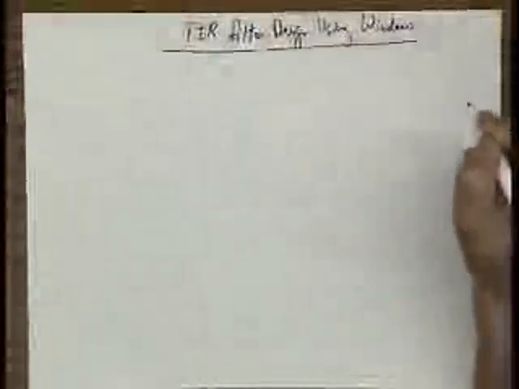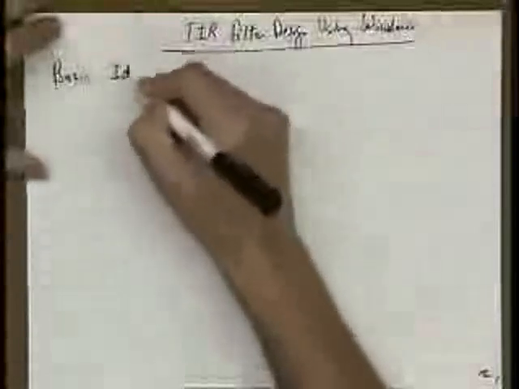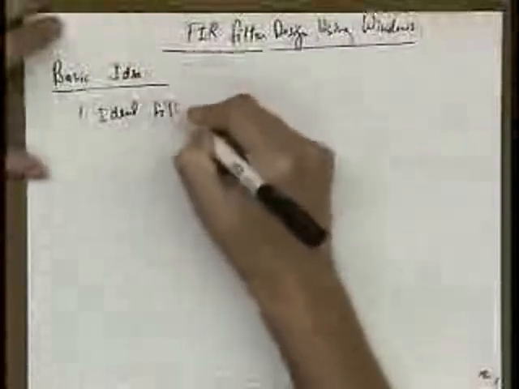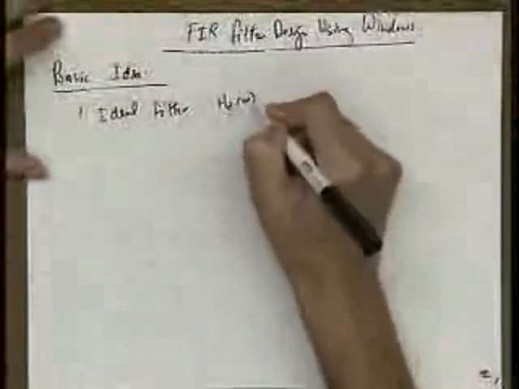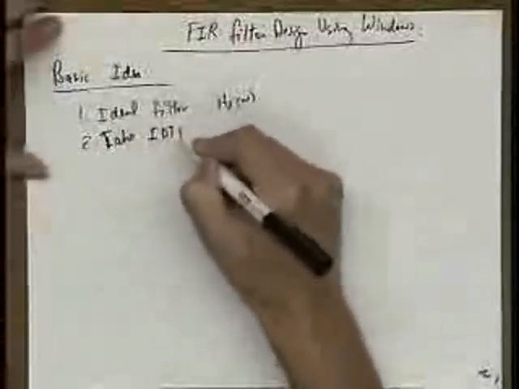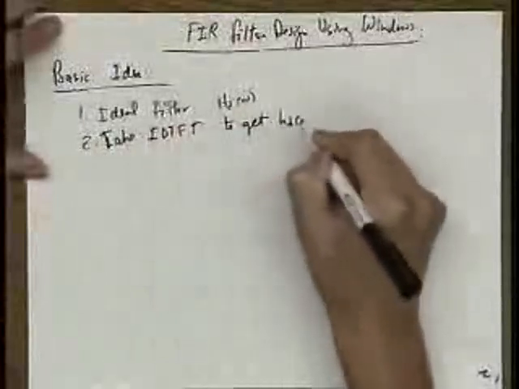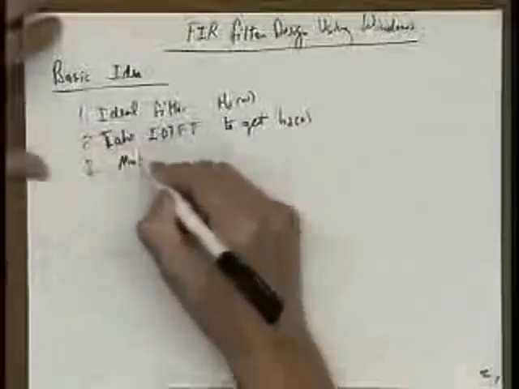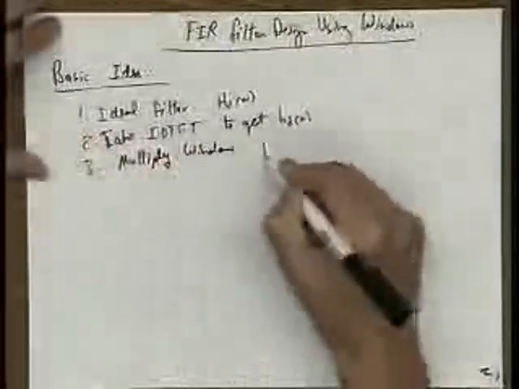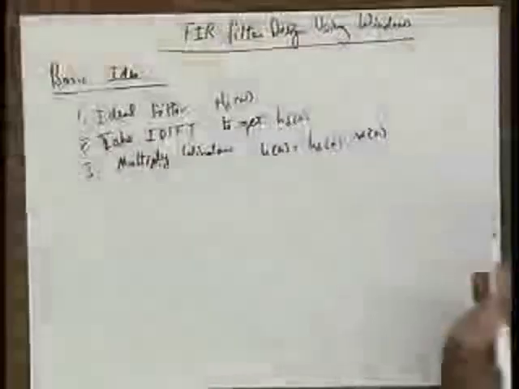Okay, so just as a review, the basic idea was you start with an ideal filter, H sub d of omega. You take the inverse DTFT to get H sub d of n, and then you multiply by some window to get h of n equals h sub d of n times w of n.